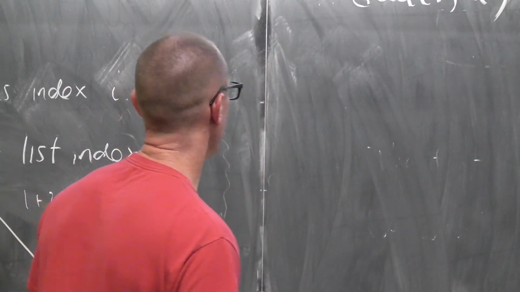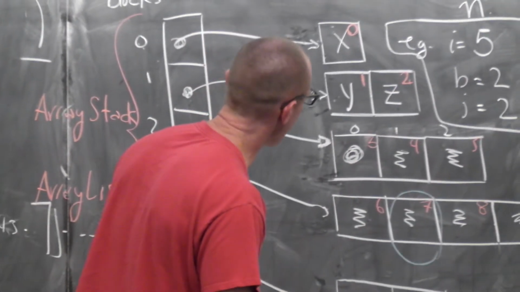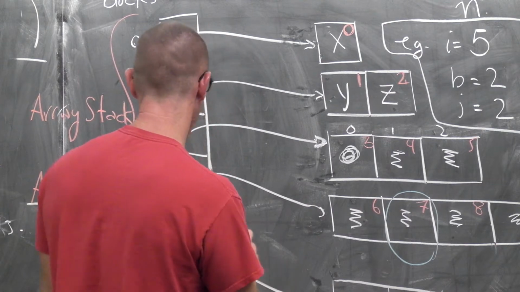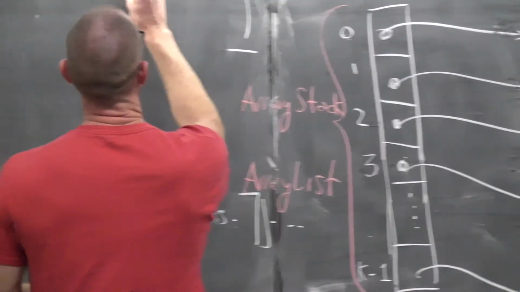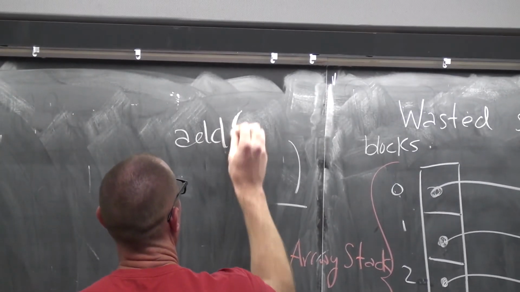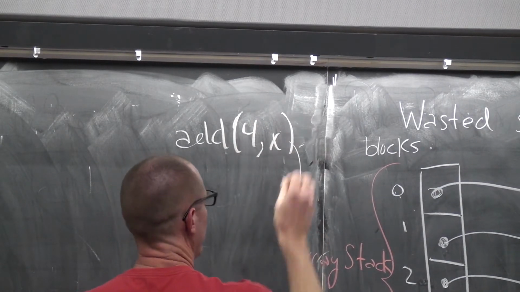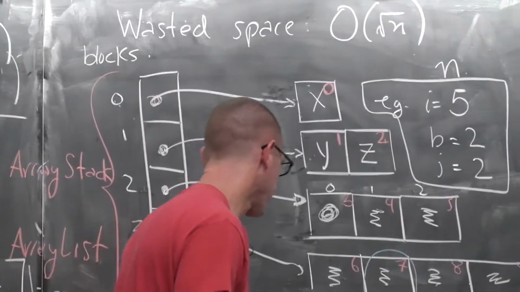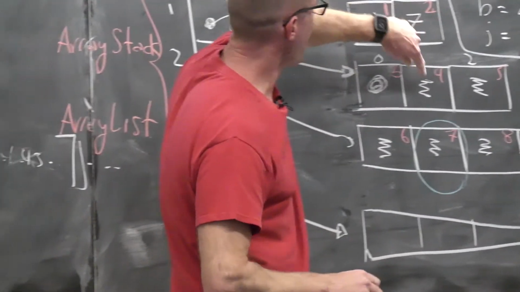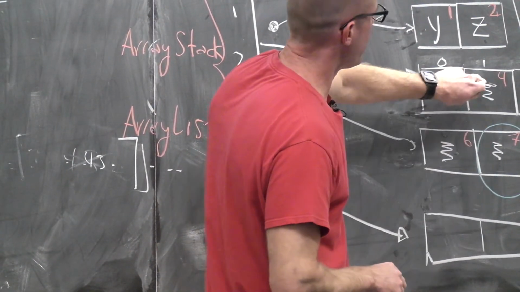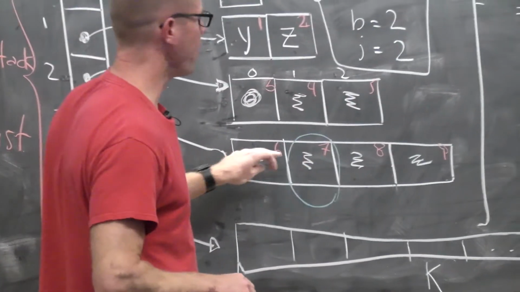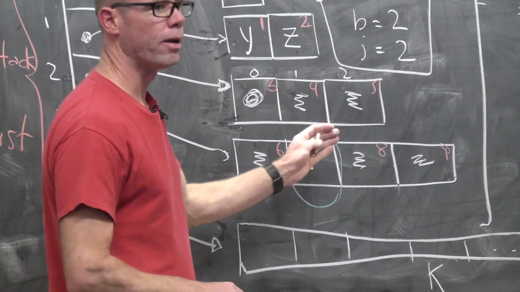Yeah. So, if we want to put something into one of these, for instance, if I want to add 4x, that means I want to add it here, but there's already something at position 4 and position 5, 6, and 7. We need to do shifting.